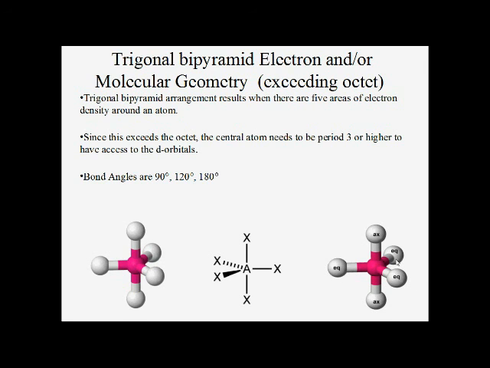So we're going to have a couple different bond angles here. An axial atom has a 90-degree bond angle with an equatorial atom. An equatorial atom has a 120-degree bond angle with another equatorial atom. An axial atom has a 180-degree bond angle with the other axial atom. So this geometry is called the trigonal bipyramidal electron geometry, trigonal bipyramidal electron or molecular geometry. So we have our 3 bond angles: 90 degrees, 120 degrees, 180 degrees.